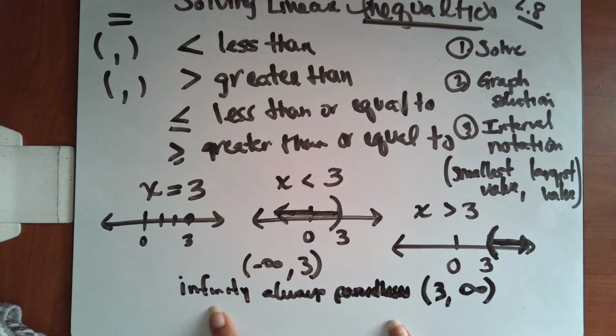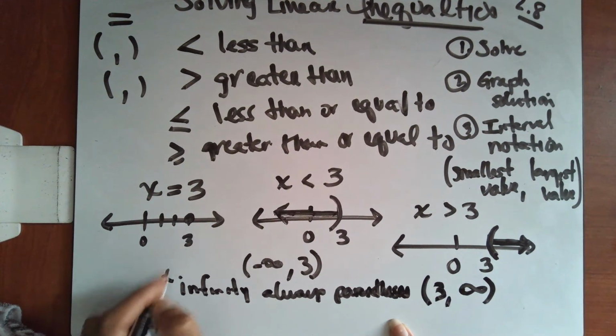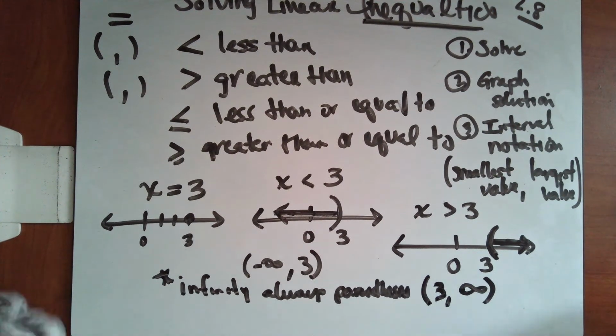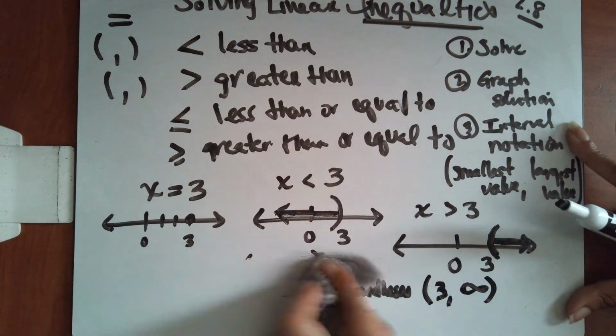Infinities always use parentheses because you can't actually count an infinity. So you can never use a bracket on an infinity. We haven't used brackets yet, but I'm about to do that next.